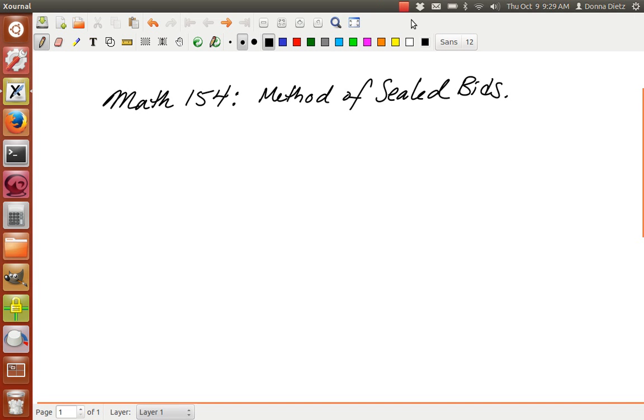Okay, so this is the problem we did in class when I introduced method of sealed bids. To remind everybody, method of sealed bids falls under the category of studying voting, apportionment, and other such decision making mathematical models.